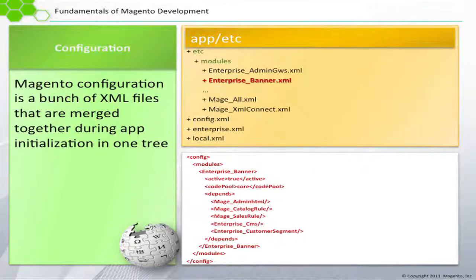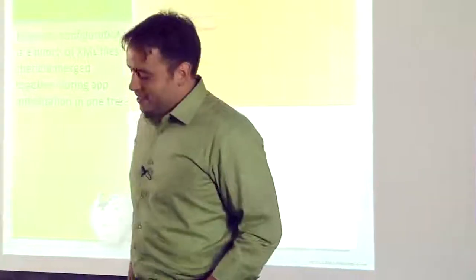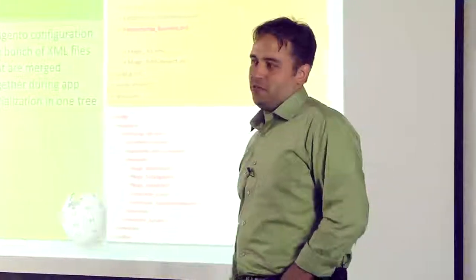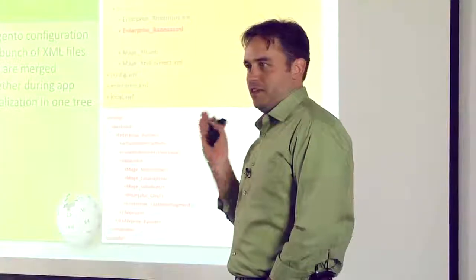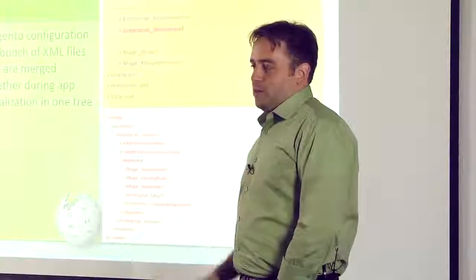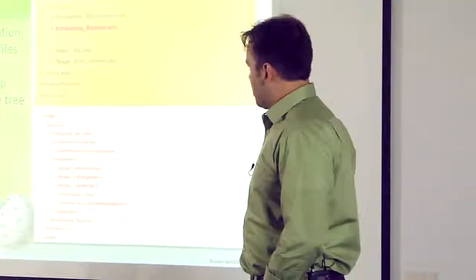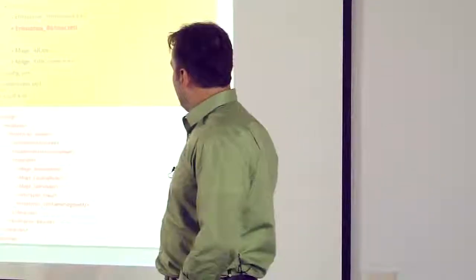Magento configuration is a bunch of XML files that are merged together during app initialization in one tree. That's a true statement. When the application is initialized, if we're not operating off of some cached compiled configuration, then several things happen in Magento.